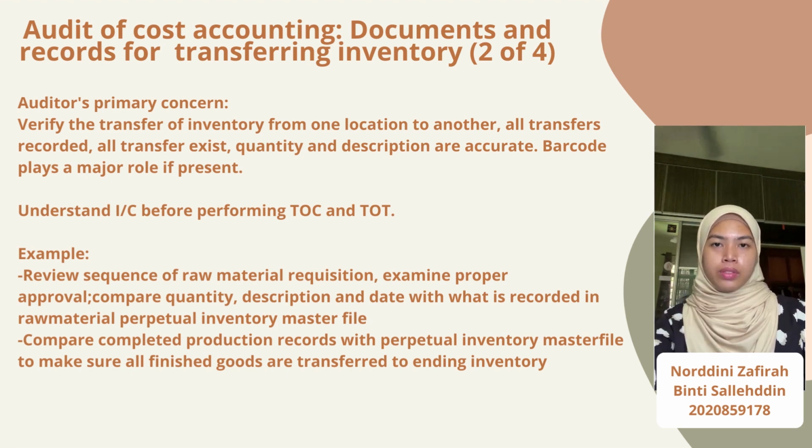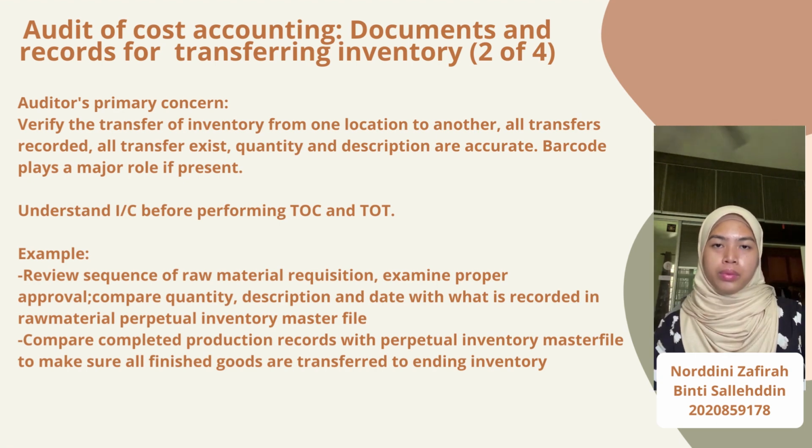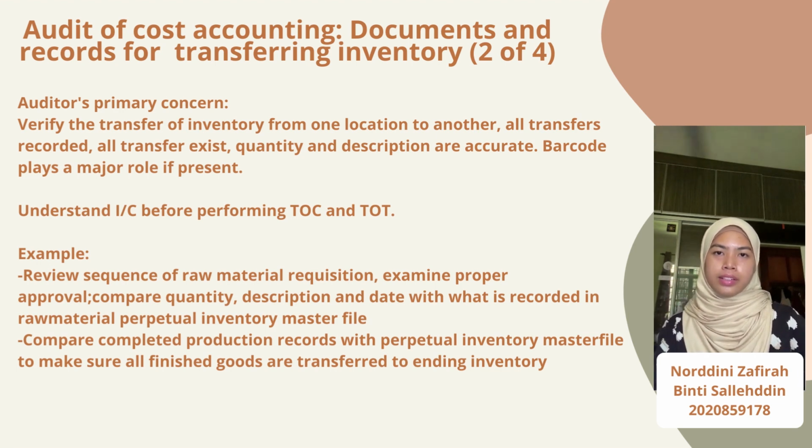Example, review sequence of raw material acquisition, determine whether it is properly approved, compare the quantity, description, and date with what is recorded in the master file. Compare completed production records with the master file to make sure all finished goods are transferred to the ending inventory.